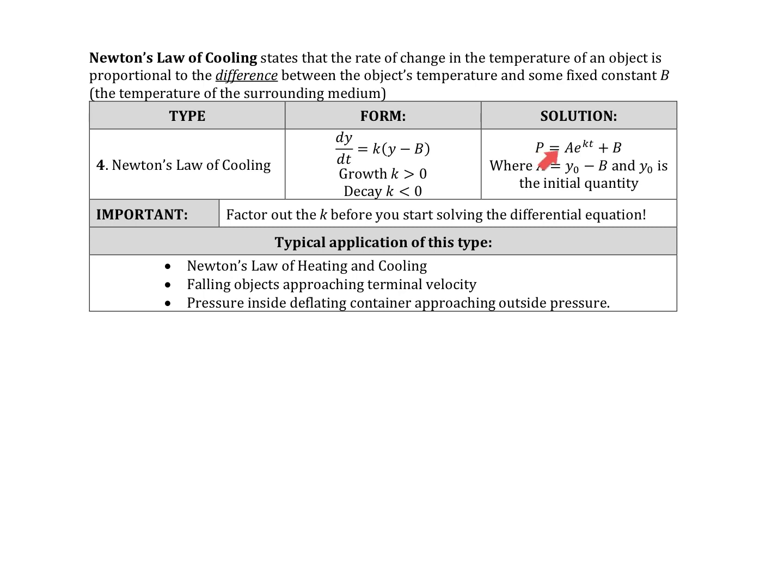So y equals Ae to the kt plus B, where A is the initial value minus B, and y sub naught is what we call the initial temperature or whatever. One of the keys that you're going to want to take away from this before we get too far into it is to remember to factor out k before you start solving the differential equation. Otherwise, it gets really messy.